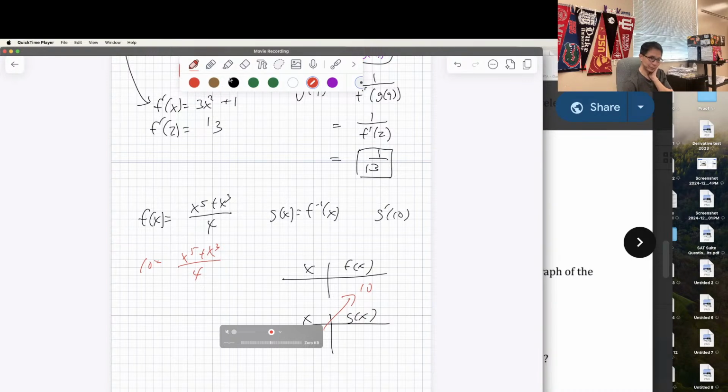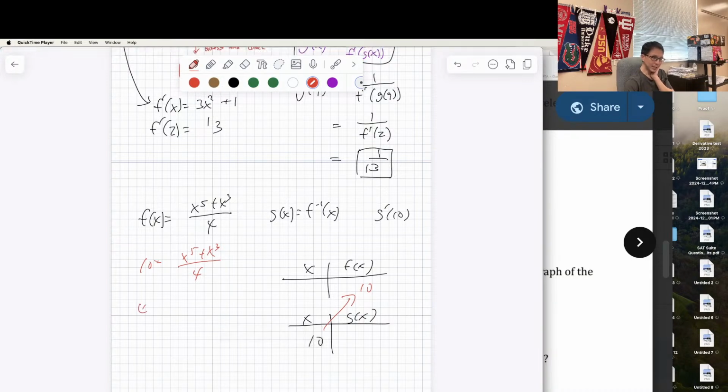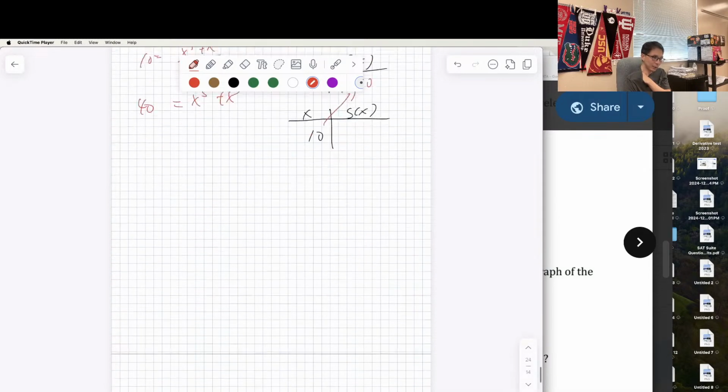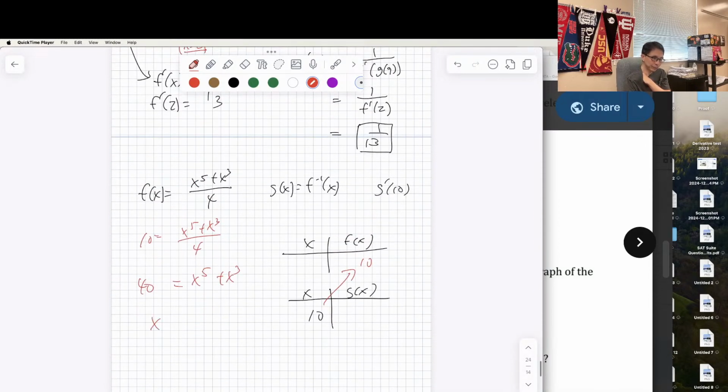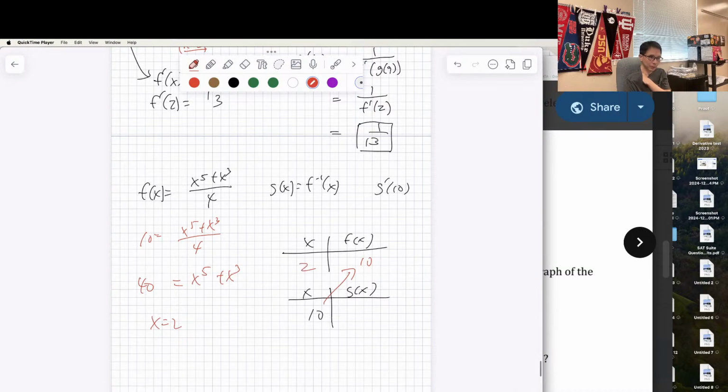That's equal to 40 equals x to the fifth plus x to the third. Obviously you can try 0, 1, and 2, but the closest one is actually 2. So 2 to the fifth power is 32, 32 plus 8 is equal to 40. So x must be equal to 2. So that means this is equal to 2, but that also implies this is also equal to 2.